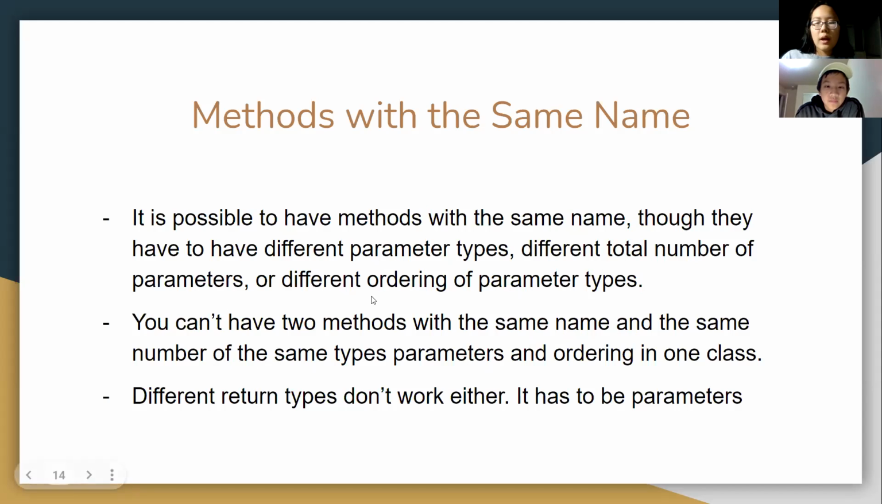So for example, you can't have two methods with the same name and the same number of the same types of parameters in the same ordering in one class. Different return types don't work either. It has to be parameters. And Leo, don't move on to the next slide yet, because I want to give some examples.